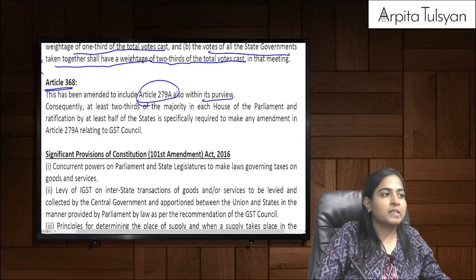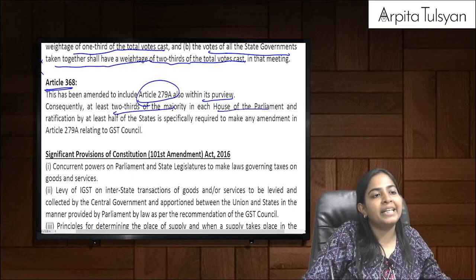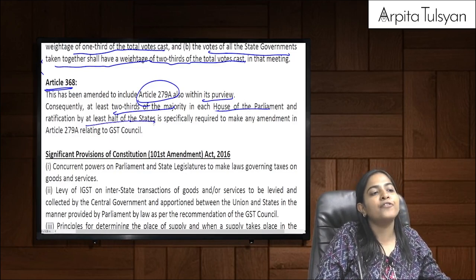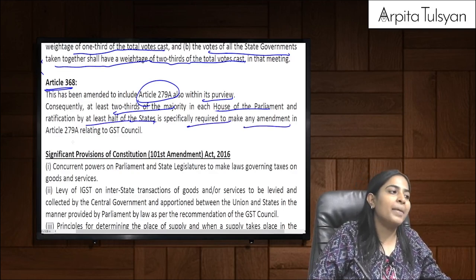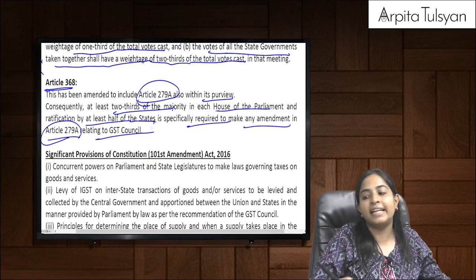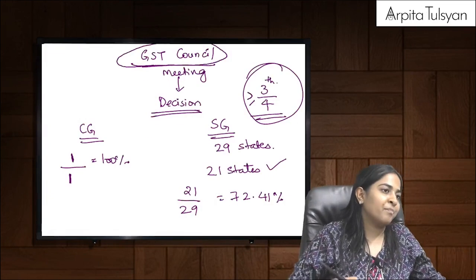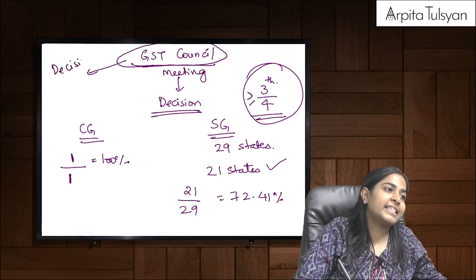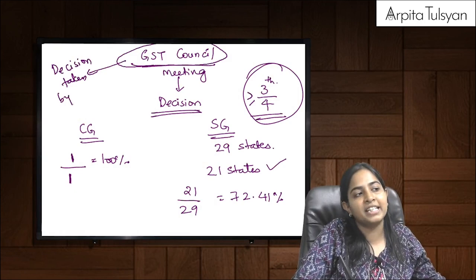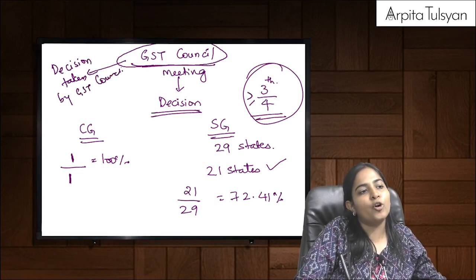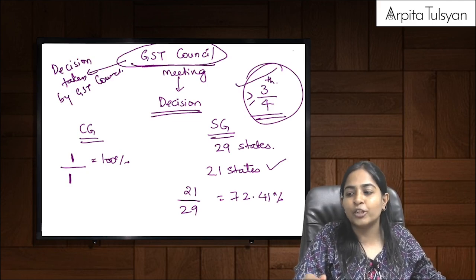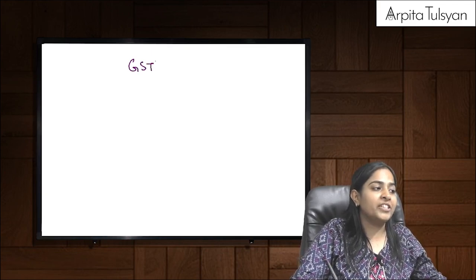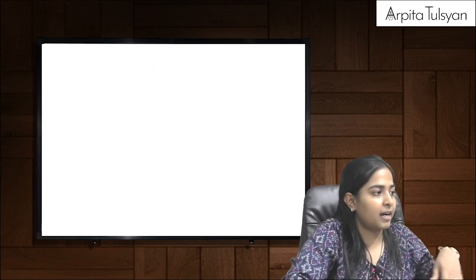So what are they trying to tell us here? At least 2/3 majority in each house of parliament, Lok Sabha and Rajya Sabha, and ratification by at least half of the states is required to make any amendment in article 279A relating to the GST council. Now listen, whatever we studied about 3/4 etc. was for any decision taken by the GST council. If we want to make any changes in this 3/4, 1/3, 2/3, quorum 50% etc., if we want to do any changes, sorry, one second, I'll add one more page.